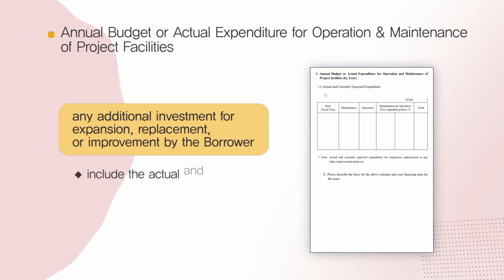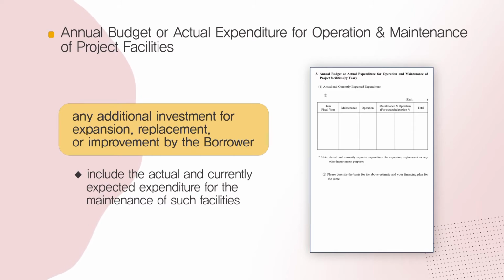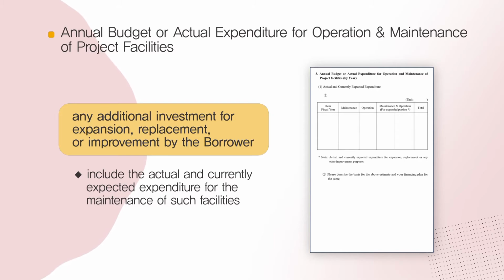If the borrower has made or will make additional investment for expansion, replacement, or any other improvement purposes during the life of the project, the borrower should include the actual and currently expected expenditure for the maintenance of such facilities in Table 1.